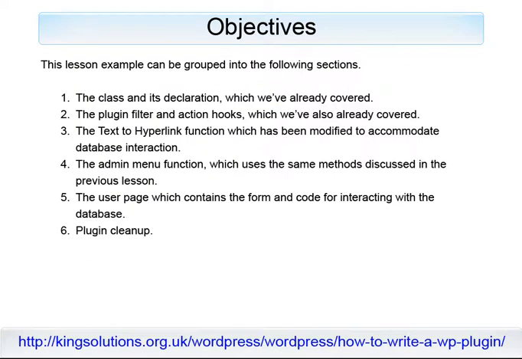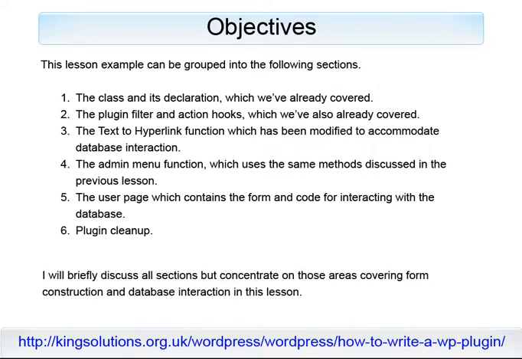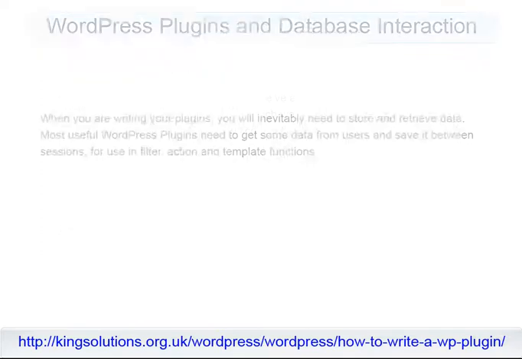This lesson example can be grouped into the following sections: the class and its declaration, which we've already covered; the plugin filter and action hooks, which we've already covered; the text-to-hyperlink function, which has been modified to accommodate database interaction; the admin menu function, which uses the same methods discussed in previous lessons; the user page, which contains the form and code for interfacing with the database; and finally, plugin cleanup. I will briefly discuss all sections, but concentrate on those areas covering form construction and database interaction in this lesson.